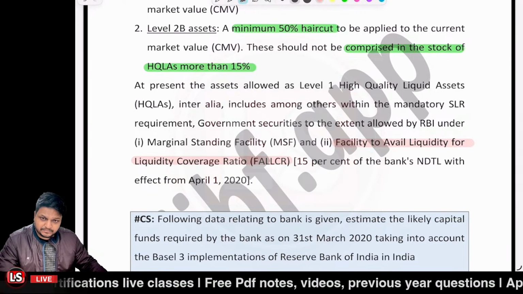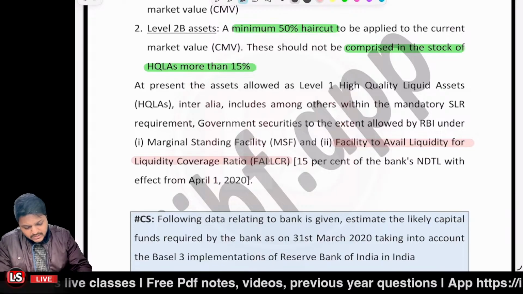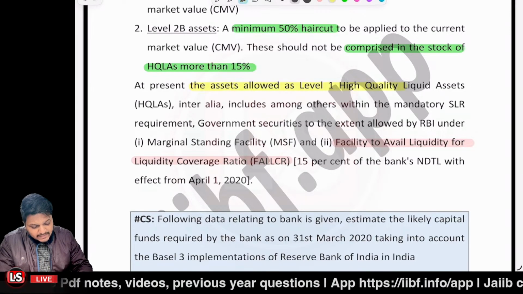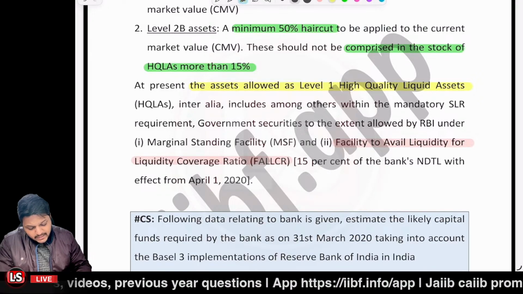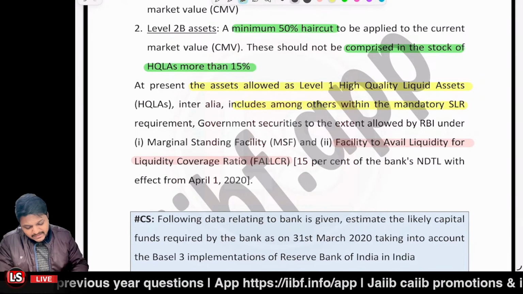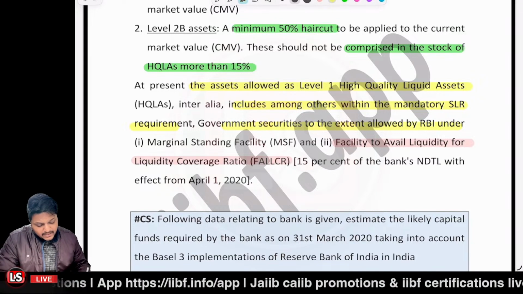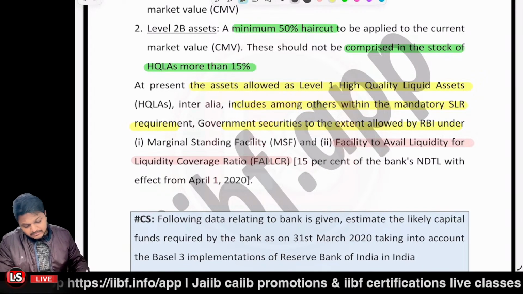Okay. So here is the point which is mentioned, that at present the assets which are allowed as level 1 HQLAs include, among others, within the mandatory SLR requirements, government securities to the extent allowed by the Reserve Bank of India. Okay.